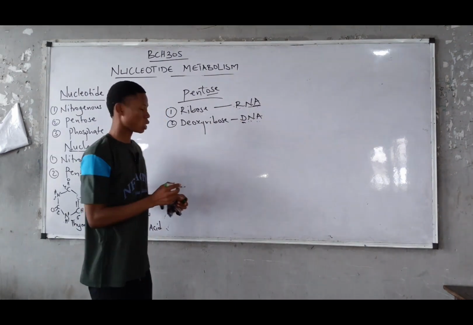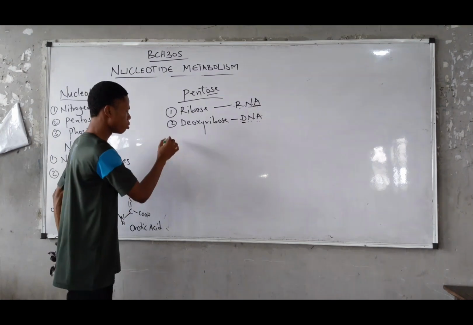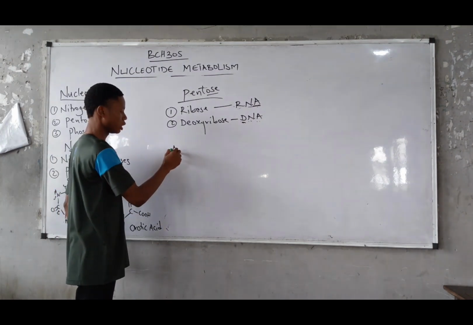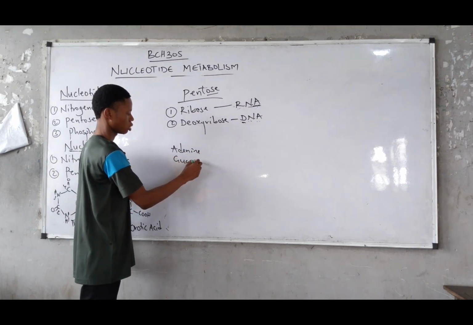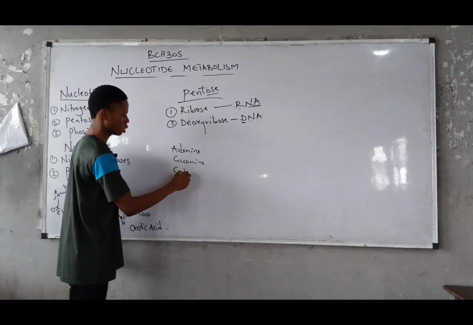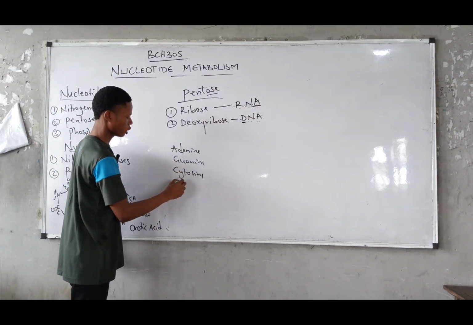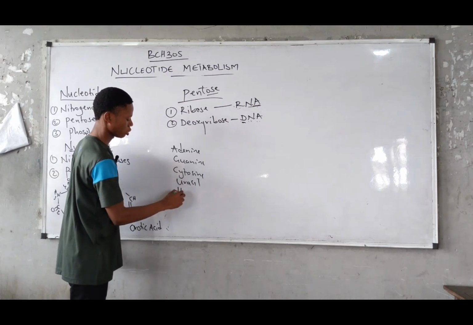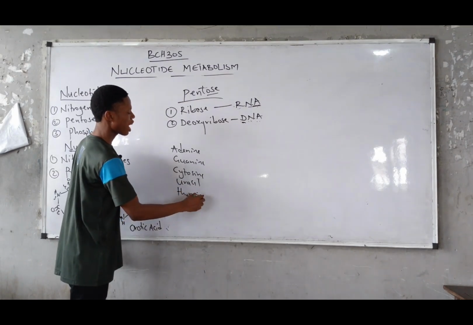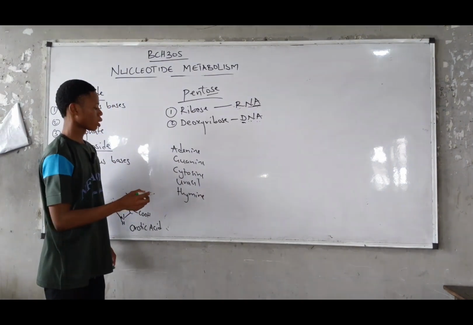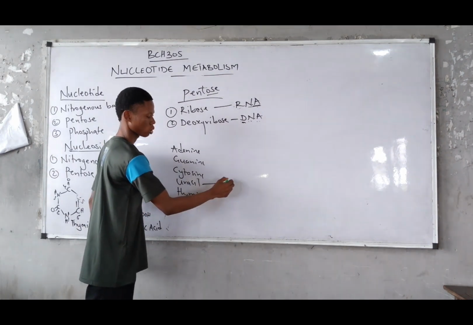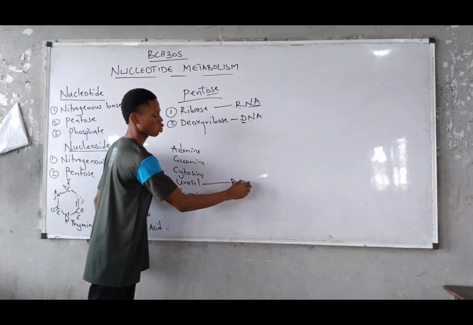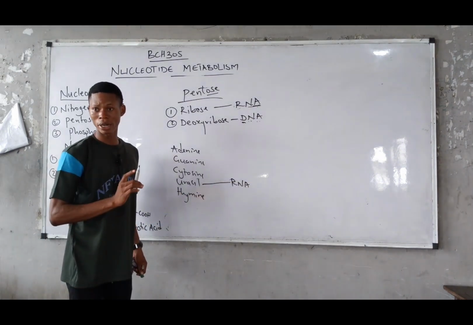Now, I forgot to say that. Now, give me all the main bases we have. Adenine, cytosine, uracil, thymine. Good. Now, out of all these bases, uracil is only found in what? RNA. Uracil is not found in DNA. It's only found in RNA.